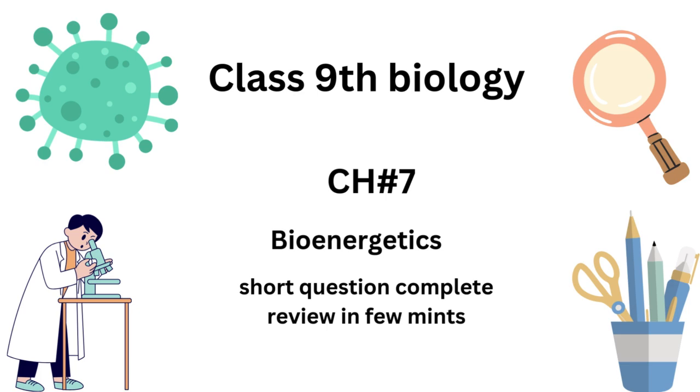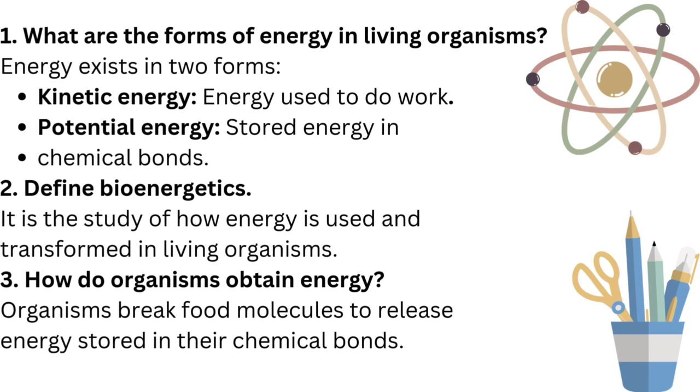Watch this video. What are the forms of energy in living organisms? Energy exists in two forms: kinetic energy, energy used to do work; potential energy, stored energy in chemical bonds. Define bioenergetics. It is the study of how energy is used and transformed in living organisms.